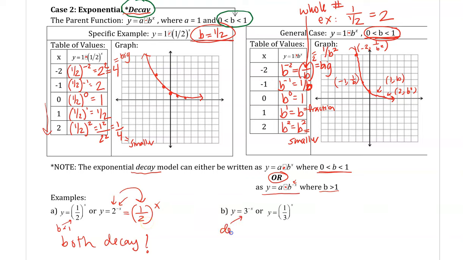Same here, right? This would be decay, not growth, because 3 to the negative x is equal to 1 over 3 to the x, right? And this is decay because 1 over 3 is less than 1.